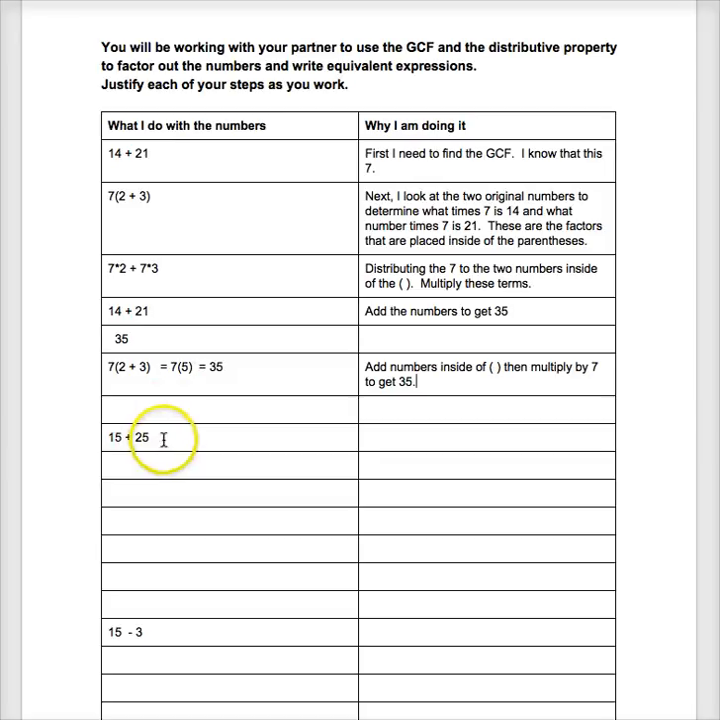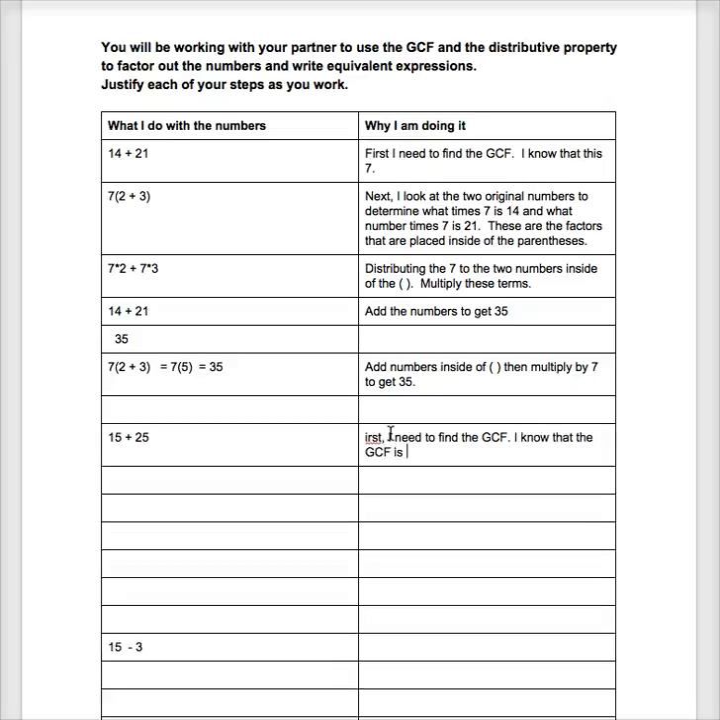So now let's take a look at 15 and 25. And again, I'm going to start the same way. First, I need to find the GCF. I'm looking at 15 and 25, and I'm thinking, what is the greatest common factor that can go into 15 and 25? Well, I know 3 can go into 15, 3 can't go into 25. 15 can go into 15, 15 can't go into 25, but 5 can. So my GCF is 5.